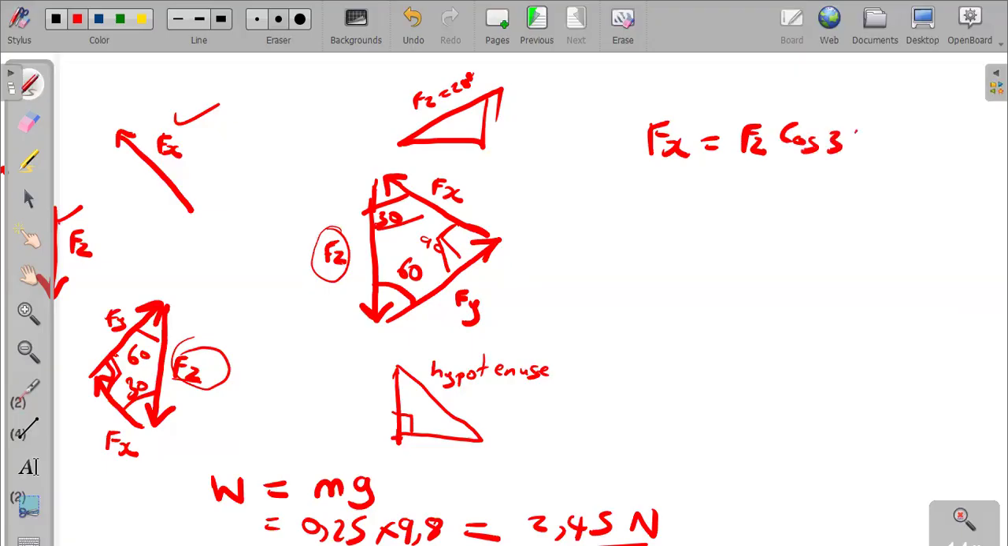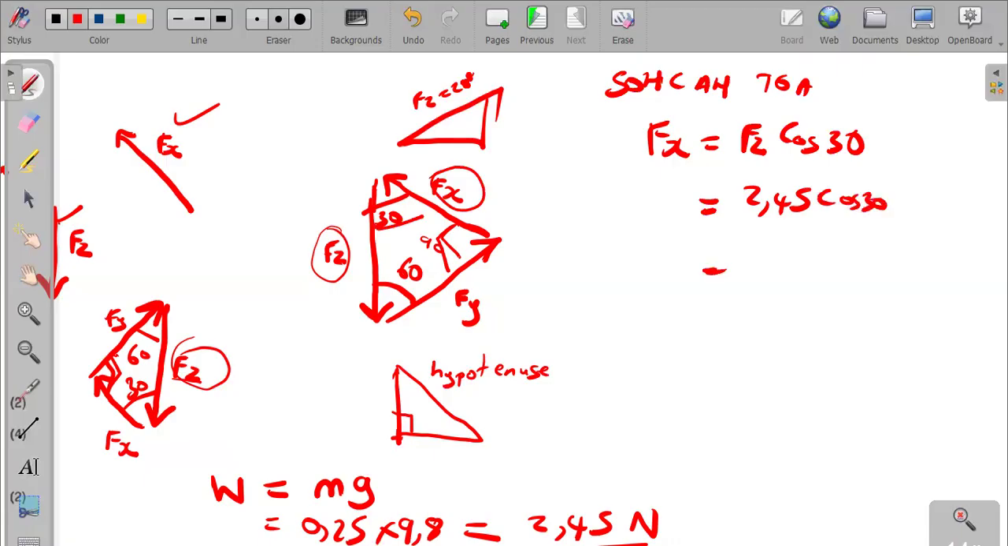What are we doing? We are using the trig ratios. We can use that to identify the size of Fx on our right angle triangle. Our Fz is 2.45. Remember, it is the same as the weight of P. That's 2.45 multiplied by cos 30, which is equal to 2.12172339, which to two decimal places is 2.12 Newton.